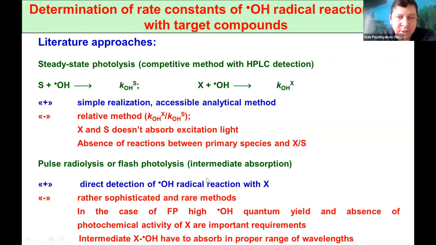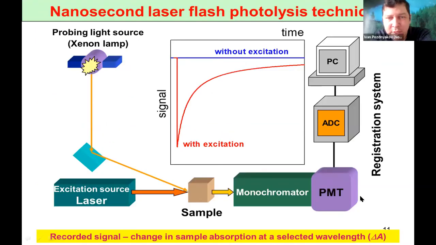And I will speak about a modification of the time resolved methods. It's a flash photolysis method, and how to remove some disadvantages of this approach. So just a few words about the method. In this method, you have a sample which contains your studied solution. You excite it by a short laser pulse. You produce in the sample some short-lived transient species. And formation of the species changes the intensity of probing light coming through the sample.